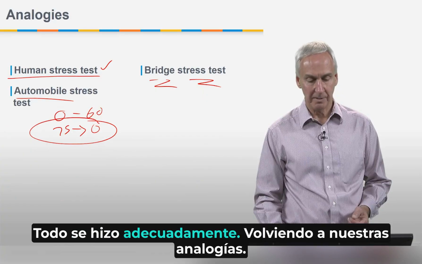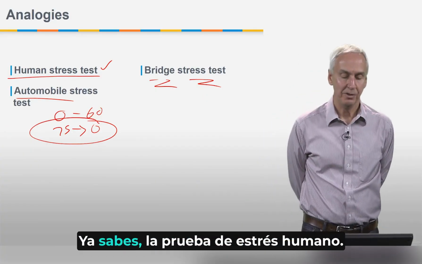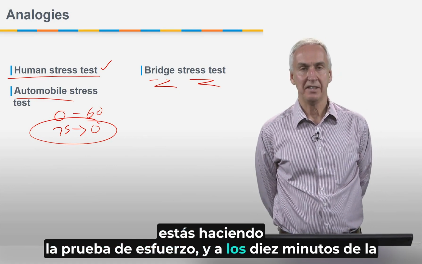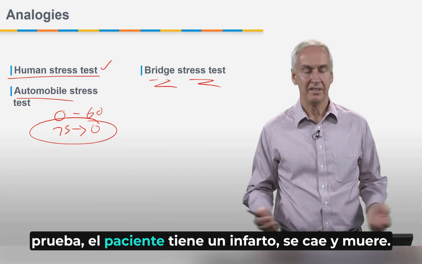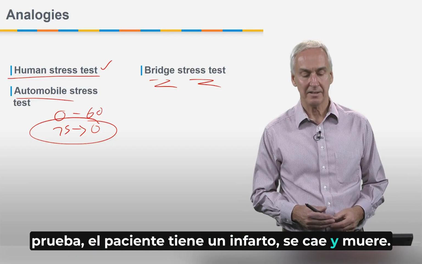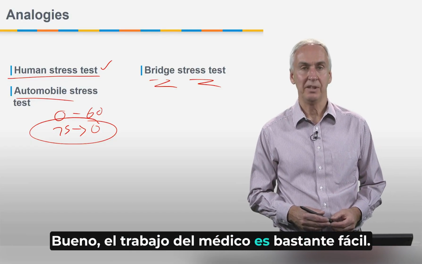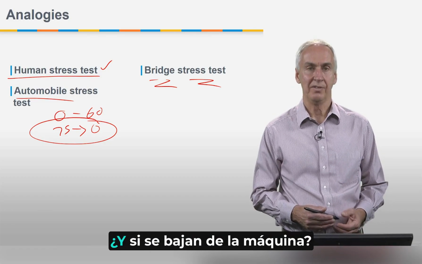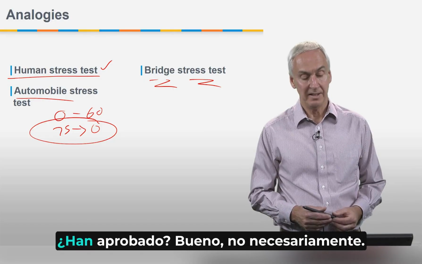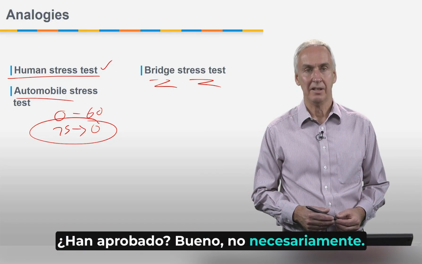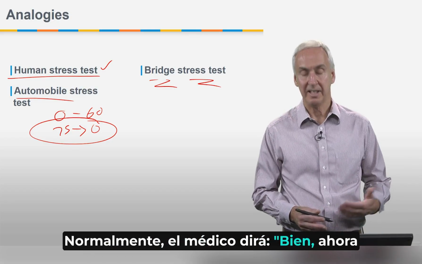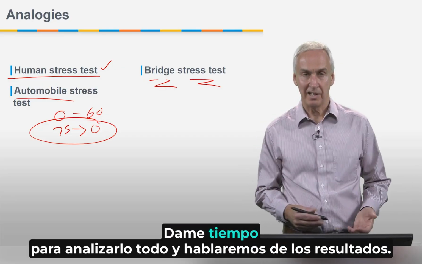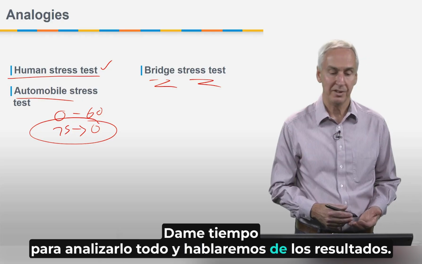Everything was done appropriately. Back to our analogies, the human stress test. You're going through the stress test, and 10 minutes into the stress test, the patient has a heart attack, falls over, and dies. Well, the doctor's job is pretty easy. Patient failed the stress test. But what if they walk? What if they get off the machine? Did they pass? Well, not necessarily. Typically, the physician then is going to say, okay, now I've got a lot of data. Make an appointment for next week. Give me some time to analyze everything, and we'll talk about the results.